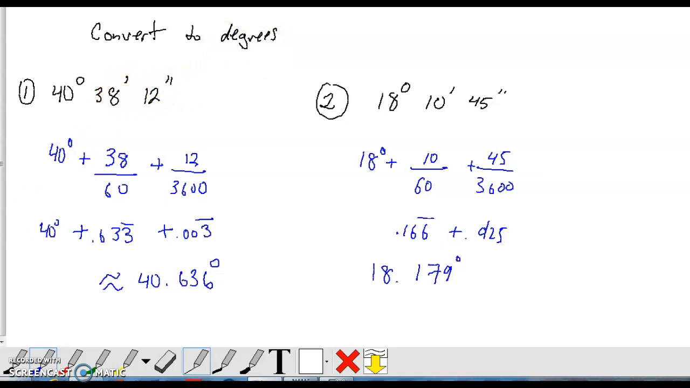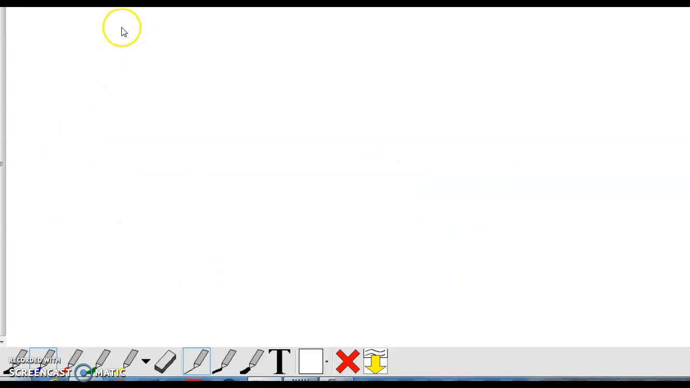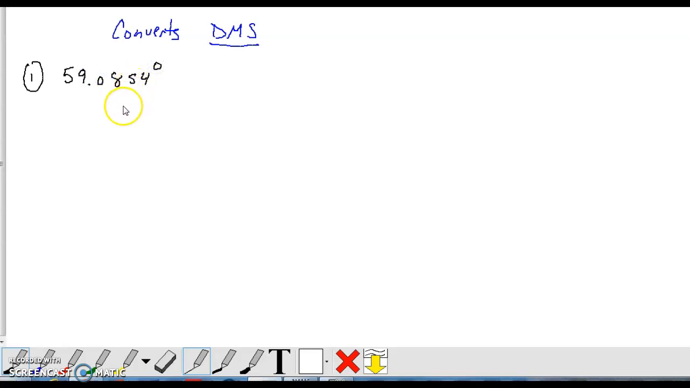Okay. So what happens if we want to convert to DMS, degrees, minutes, and seconds? So here's what our problem looks like. Here's our first problem. We have 59.0854 degrees.